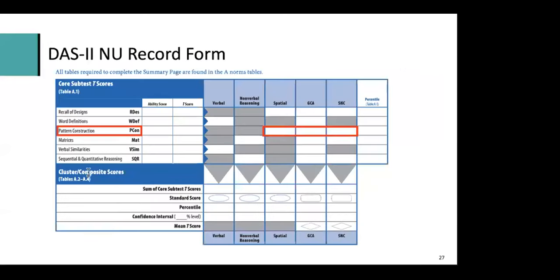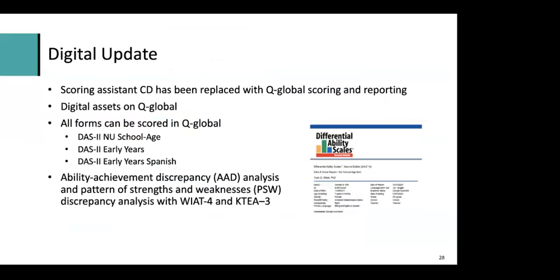So this is one of the tables from the DOS2 and U record form. As you can see here, the pattern construction subtest loads into the spatial, GCA, and special nonverbal composites. The pattern construction alternative procedure is not included here, which means that you can't use it interchangeably with the standard procedure to derive standard scores for the DOS2 and U.